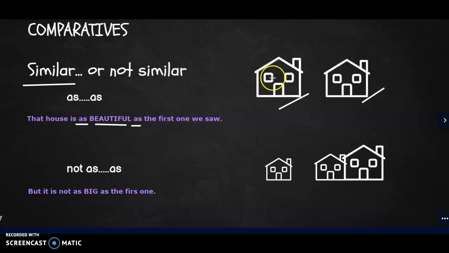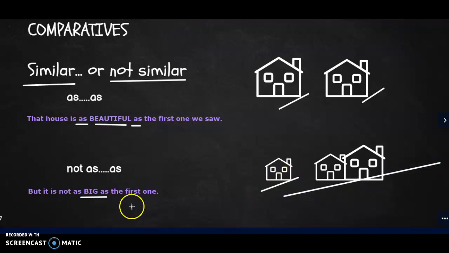But what happens if they are not the same? They are not similar. We use not as. But it is not as big as the first one. So, look at this one. It is not as big as this one. They are not exactly the same, so I have to put not at the beginning.